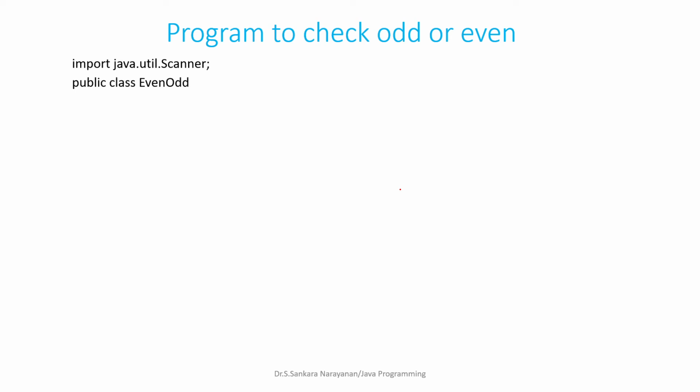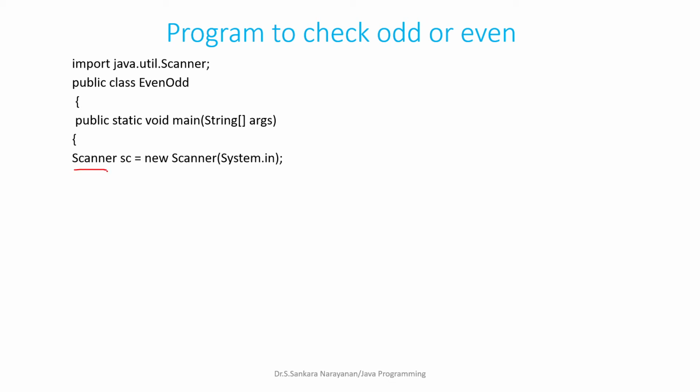Then I am creating a class. My class name is EvenOdd. Public is an access specifier, followed by the class keyword, followed by the class name. Then I am including the main method. I am creating one object for the Scanner class because I am going to get integer input from the user. Here Scanner is my class name and sc is my object name, equal to new Scanner(System.in).